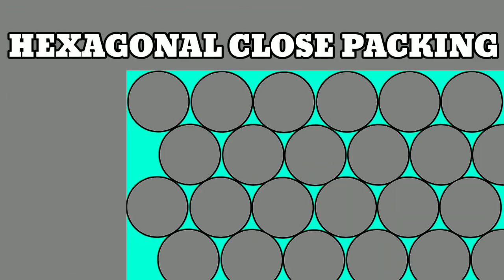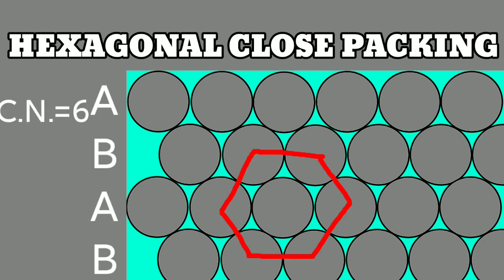Hexagonal close packing. In this packing, the second row is placed above the first row in a staggered manner such that its spheres fit in the depressions of the first row. It is of ABAB type and the coordination number is 6.